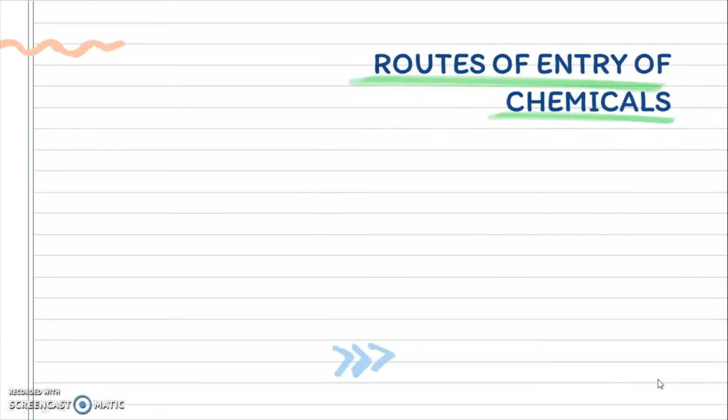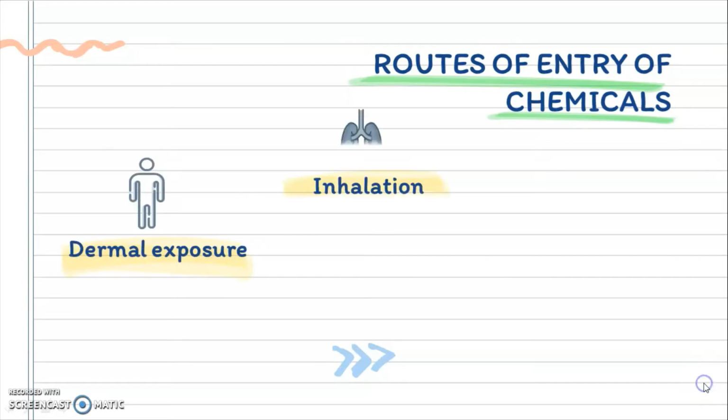Before proceeding with the chemical hazards, dapat alam muna natin kung paano pumapasok yung mga chemicals sa ating katawan or yung routes of entry of chemicals. Meron tayong tatlong ways, which are dermal exposure, inhalation, and ingestion. Iisa-isahin natin sila.